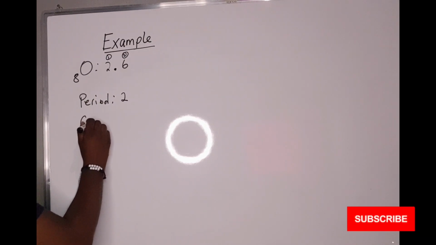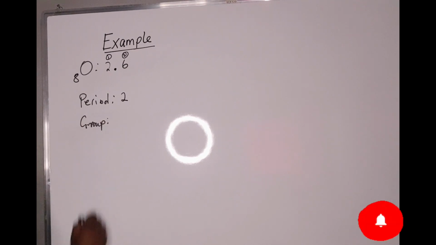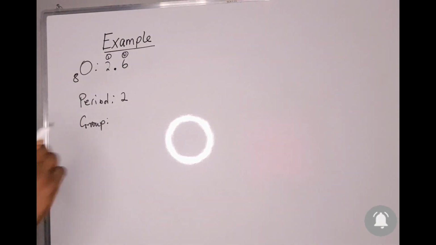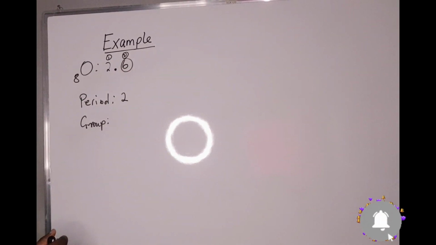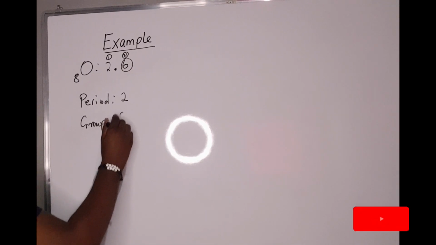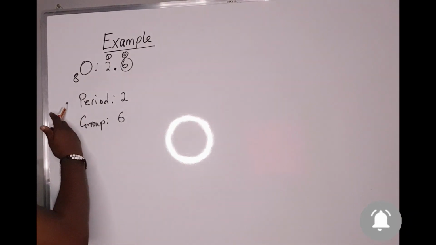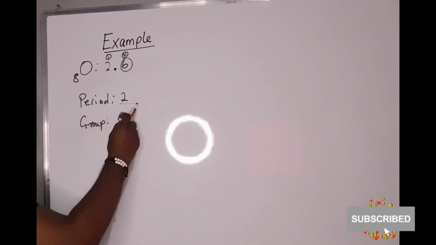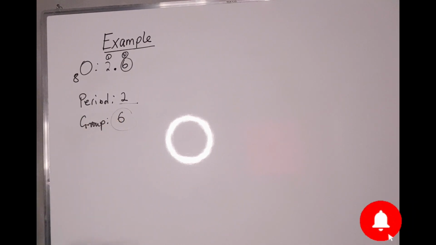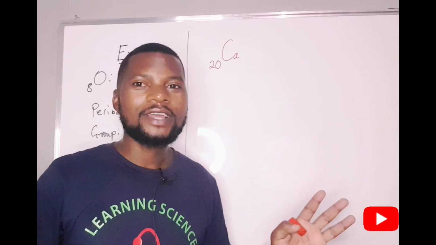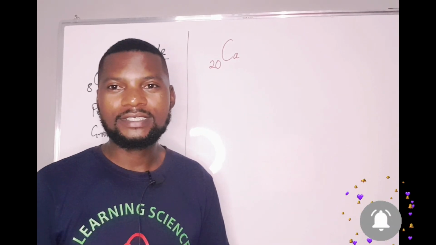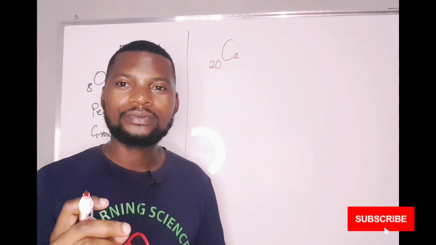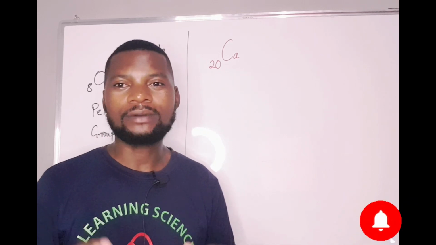But what about the group? For the group, we are going to look at the valence electrons, the electrons in the outermost shell. So there are 6 electrons. So this simply tells us that oxygen is in period 2, group 6 on the periodic table. So now let's think of calcium, which has got 20 electrons. In which group and period is calcium found?